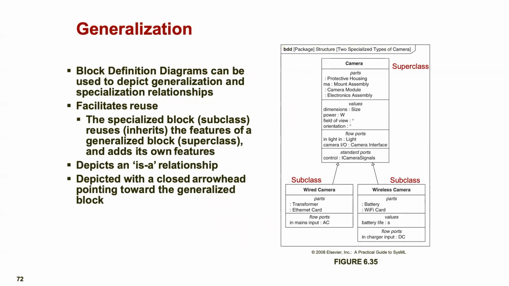We can also have generalization. Block definition diagrams can be used to depict generalization and specialization relationships. It facilitates reuse of the specialized blocks. The subclass inherits the features of a generalized block, a superclass, and adds its own features. And so here is something that is maybe familiar for those that have done some programming. You have a class and say a superclass that uses things that you've already defined. And so it depicts an is-a relationship with a closed arrowhead pointing towards the generalized block.